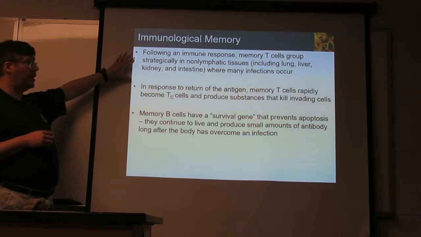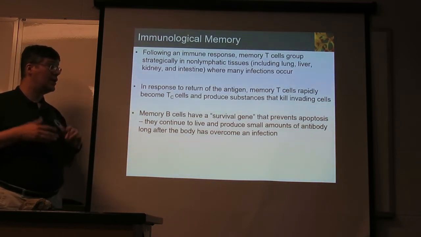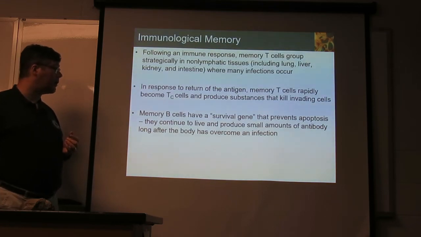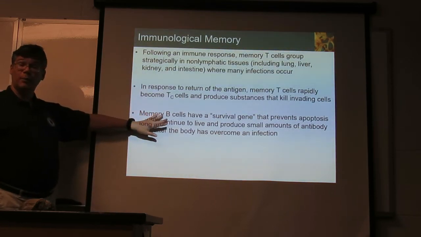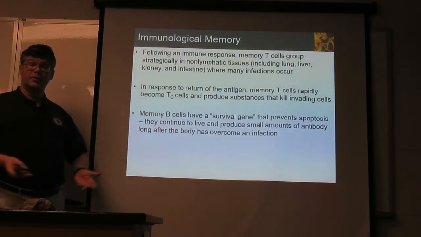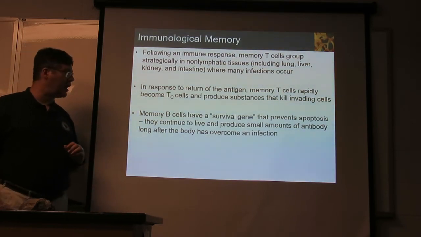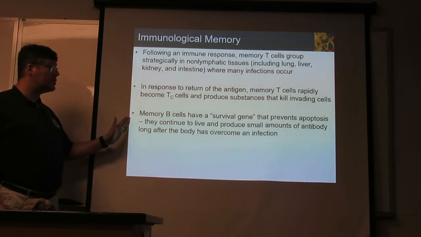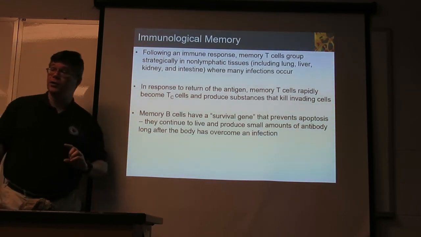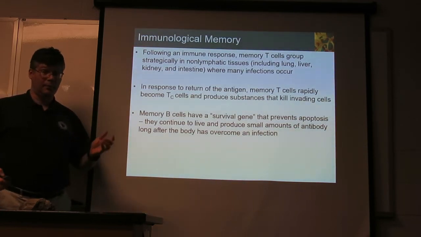If whatever that is shows up again, the memory T cells will activate, become the TC cells, churning out chemicals to kill invading bacteria and the like. Likewise, our memory B cells will turn on a special gene saying, stick around. Don't go through cell death, apoptosis. And so they're still producing low levels of antibody after the initial infection has been dealt with. And if it shows up again, they're ready to go.